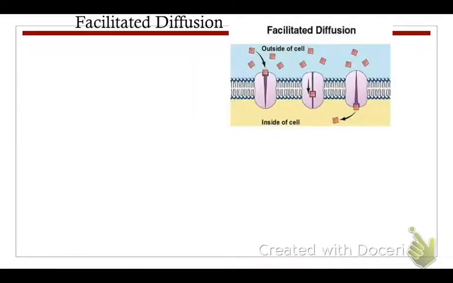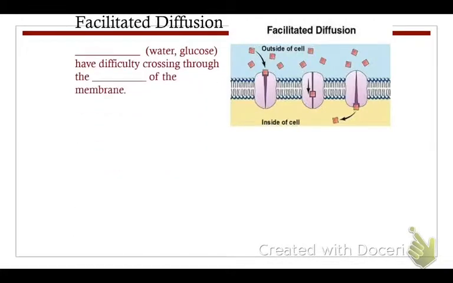All right, facilitated diffusion. Now, I know that your Ed puzzle yesterday went over this a little bit, yes? Some of you were still confused about it, so let's run through this really quickly. Facilitated diffusion. Polar molecules, such as water or glucose, have difficulty going through the lipid bilayer of the membrane, okay? A polar molecule is anything that kind of has a charge to it. You'll learn all about those in chemistry next year.